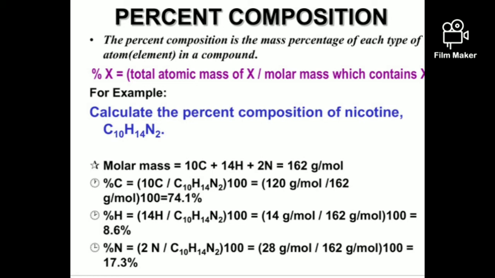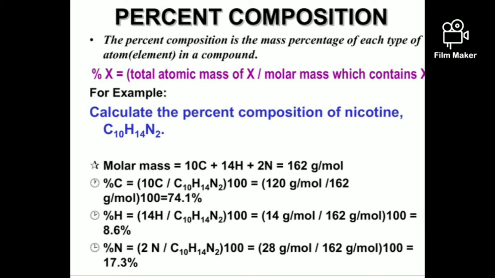So I am taking here an example of nicotine. The formula is C10H14N2. So first of all we have to calculate the molecular mass of this compound. So we know how to calculate the molecular mass, I already told you. So by applying that formula we have to calculate the molecular mass of nicotine. So the molar mass is 162.